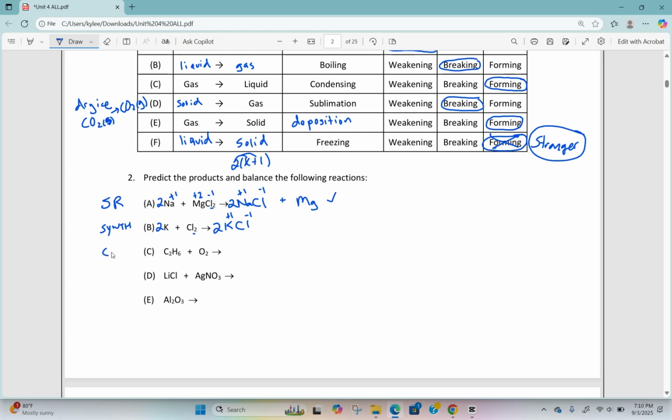Our next one is called a combustion reaction. And remember, it's the most specific.